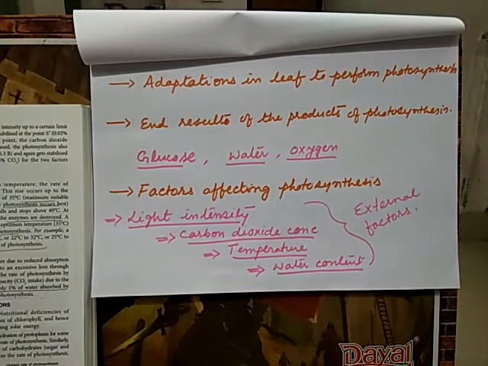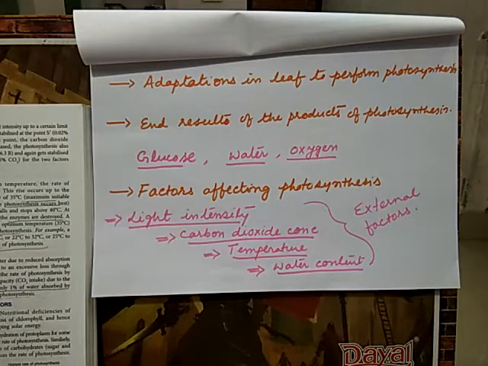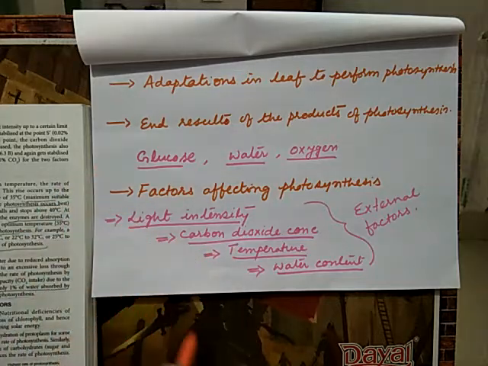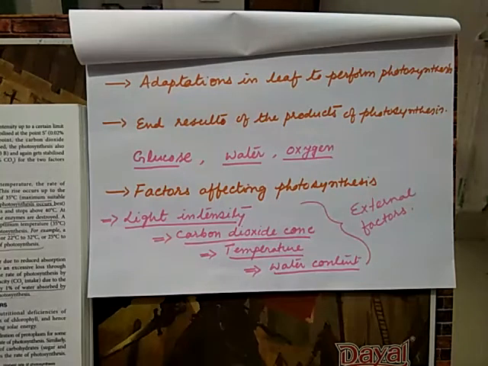Now we will look at the adaptations in the leaf to perform photosynthesis. Number one, a large surface area is required, and the larger the surface area, the more the photosynthesis will be. Leaf arrangement at a right angle to the light source, so that the rate of photosynthesis will be large. Cuticle and upper epidermis are transparent, so it can participate more in photosynthesis. The number of stomata will be more, then more exchange of gases, so photosynthesis will be more.